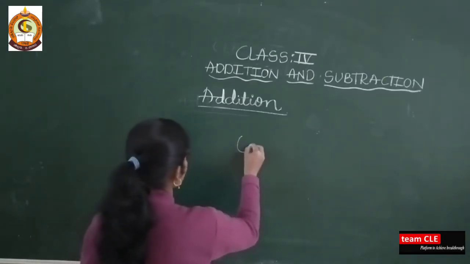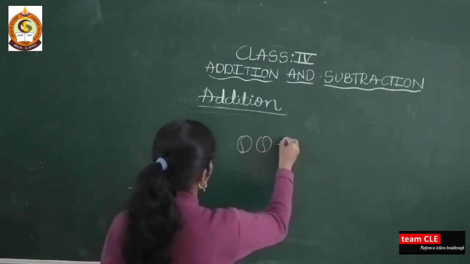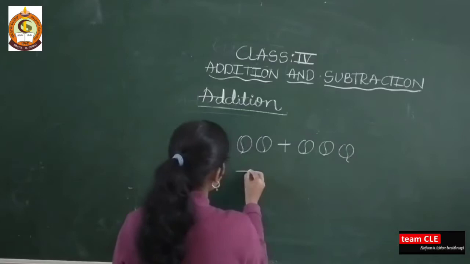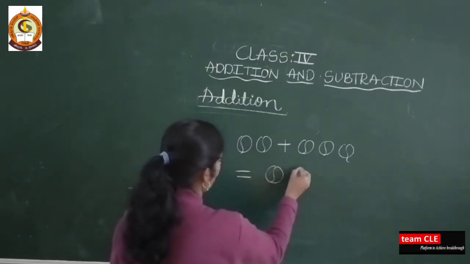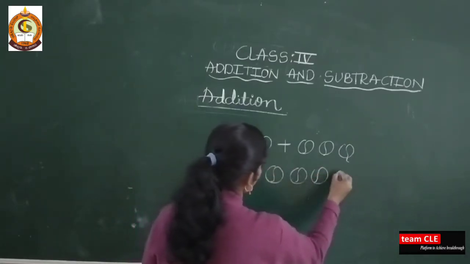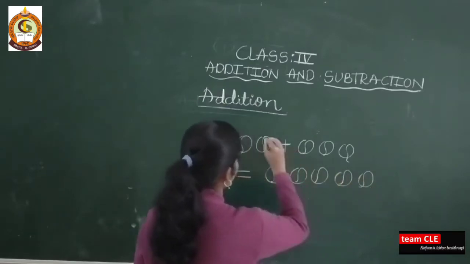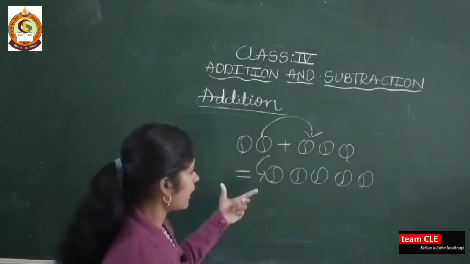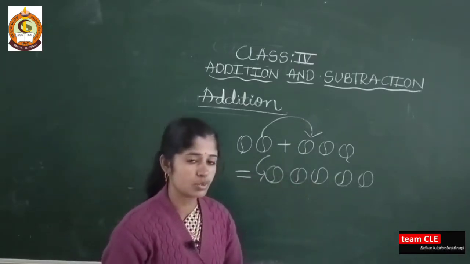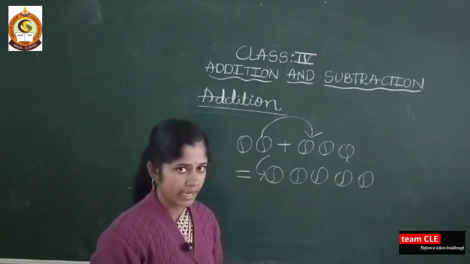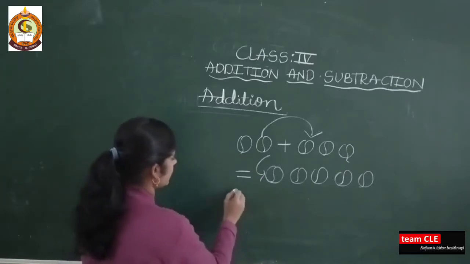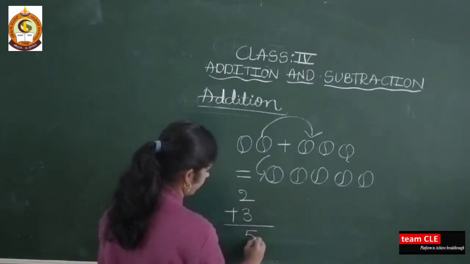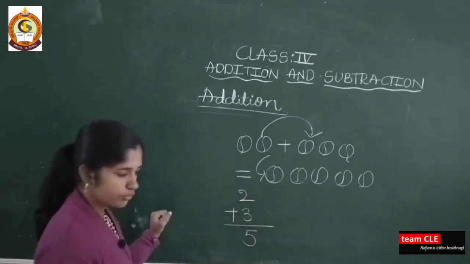For example, here these two balls are there. Again I will take three balls. How many did I get here? I got 5 balls. I combined these two numbers and I added. Combining two or more numbers together is called addition. So for example, here I took 2 plus 3 is equal to 5.